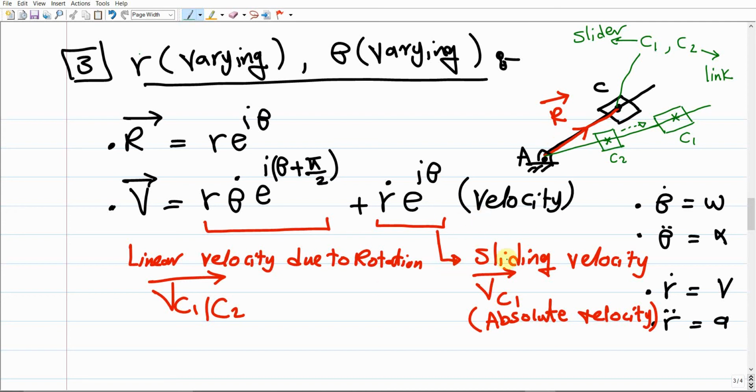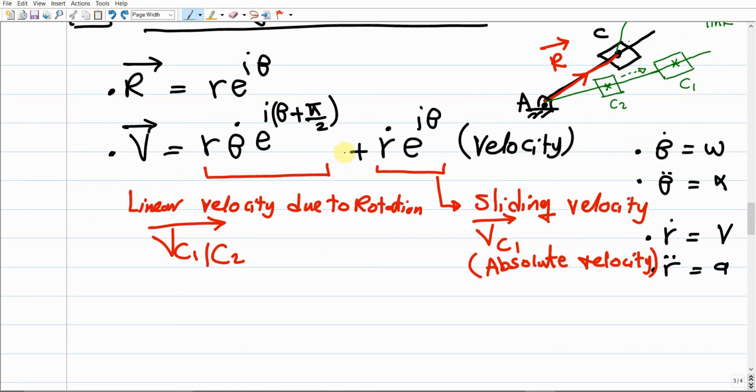If we try to figure out the directions of these two components, you're going to find that the sliding velocity of the slider should be in the same direction. It has the same theta. There is no shift in the position vector. It means this slider slides parallel to, in the same direction as, the position vector. But the relative velocity is perpendicular to the position vector and rotates in the same direction as omega. This depends on omega.